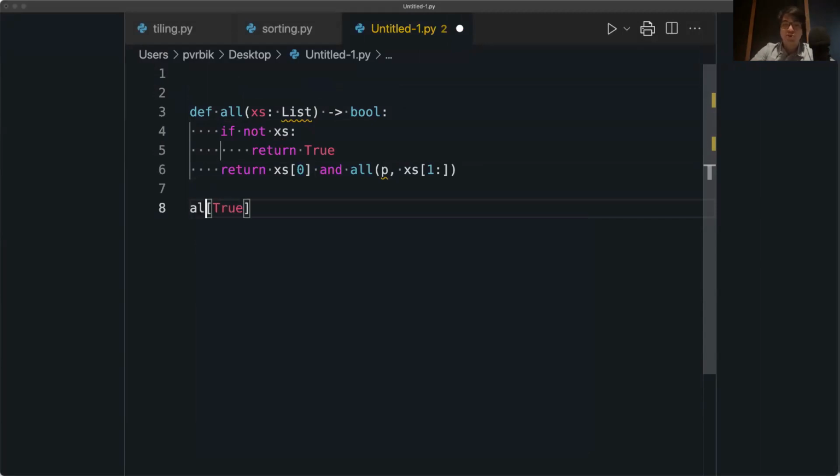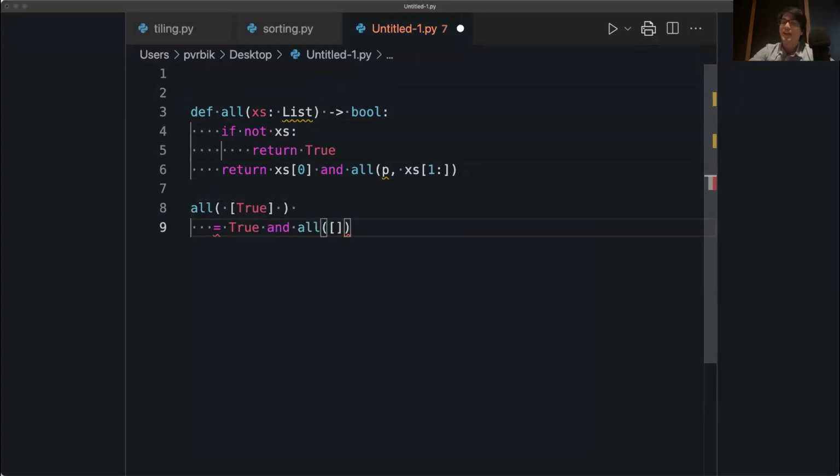So we want to say all true, right? But all true is going to be equal to true and all empty. Okay? What happens if I make all empty false? Everything is false. Literally everything. Everything is going to eventually end false.